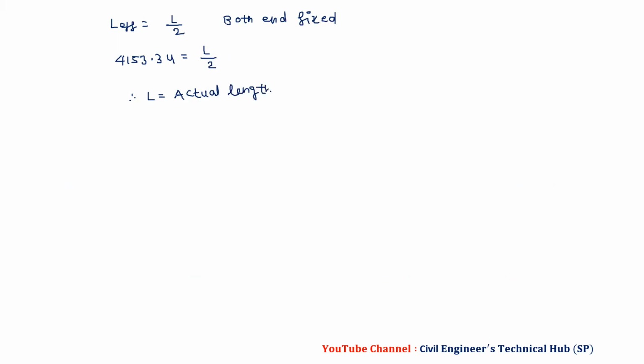So we have L effective equal to L by 2 because we have both ends fixed. And L effective we have 4153.34 equal to L by 2. And therefore L, which is actual length, is equal to 8306.68 millimeters.